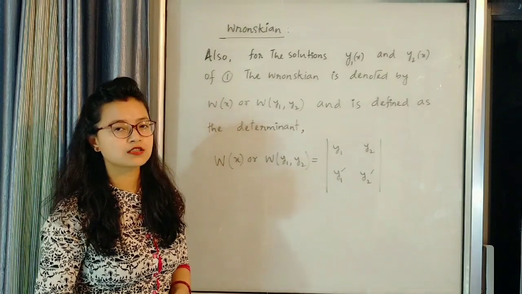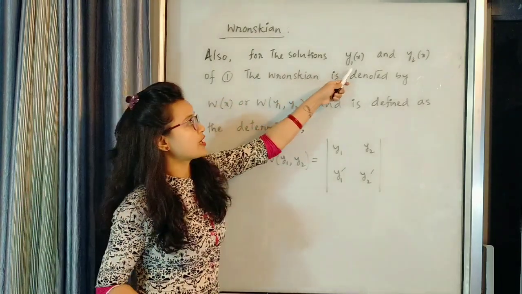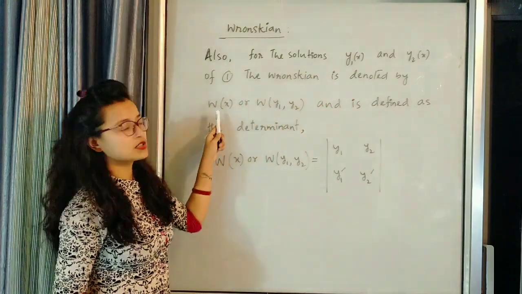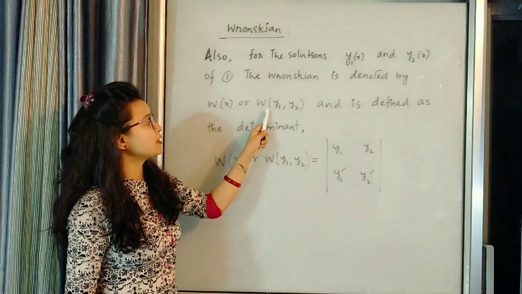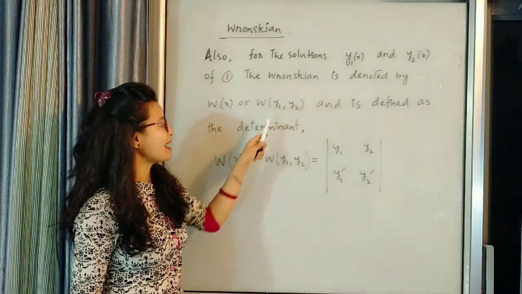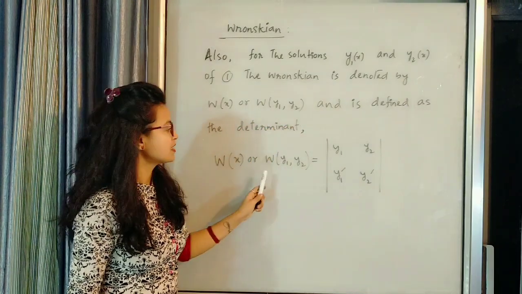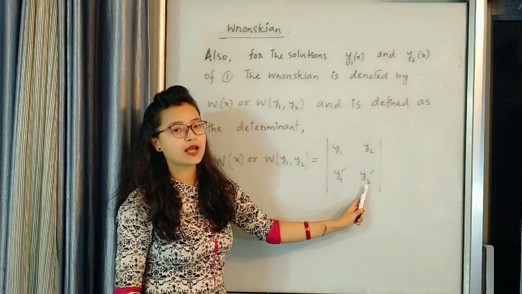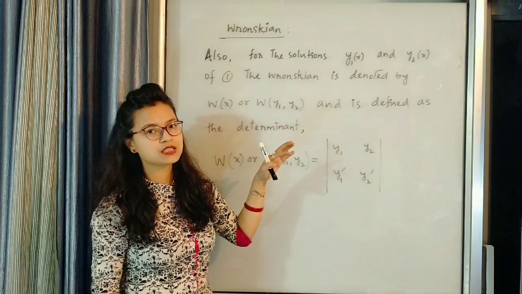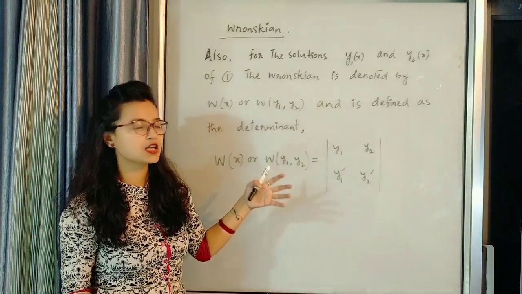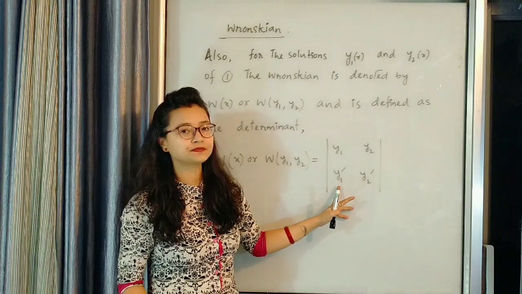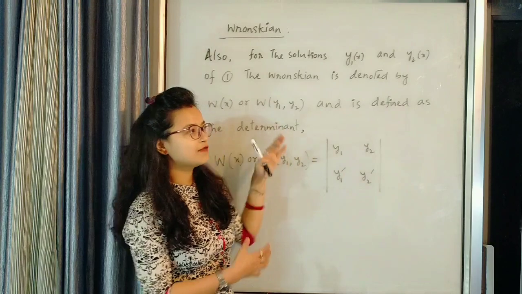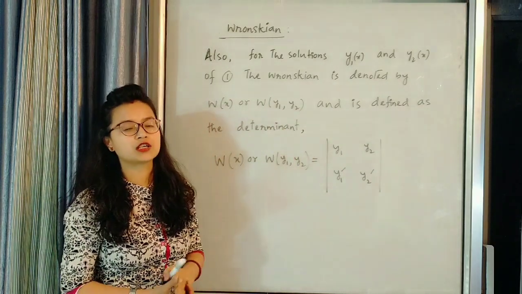Now the definition of the Wronskian. For the same solutions y1(x) and y2(x) of the differential equation 1, the Wronskian is denoted by W(x) or W(y1, y2) and is defined as the determinant of y1, y2, y1', y2'. As it's a second order differential equation, to determine the Wronskian we need to find the derivatives up to first order. And the same definition we can extend up to the nth order differential equation.